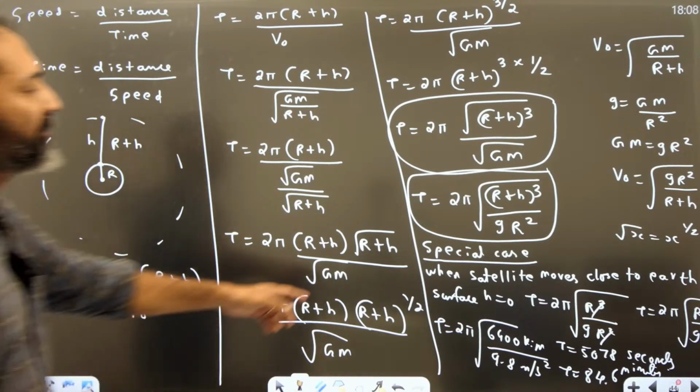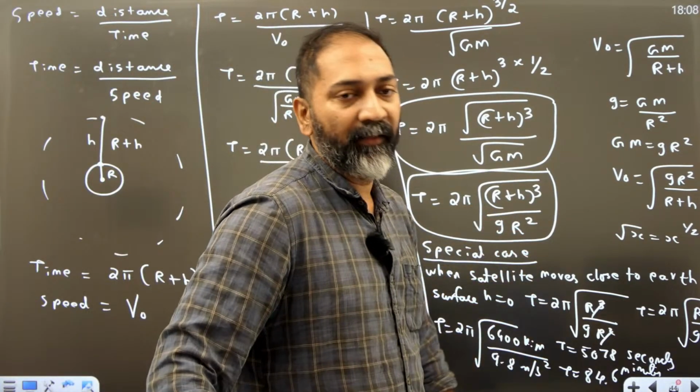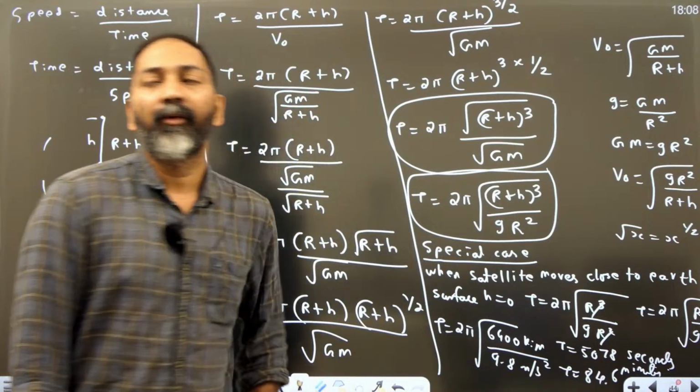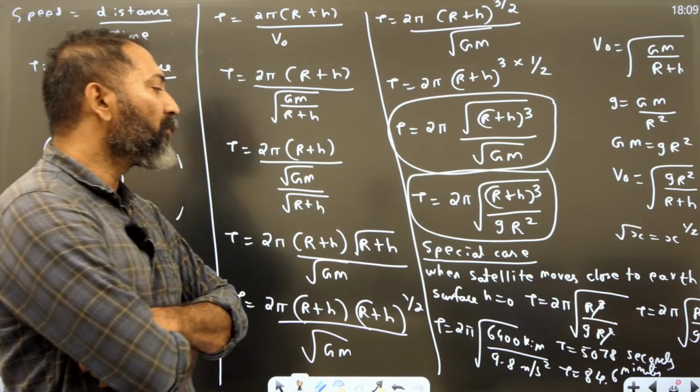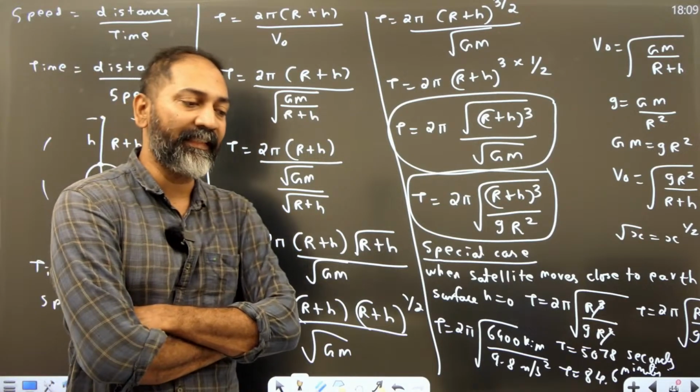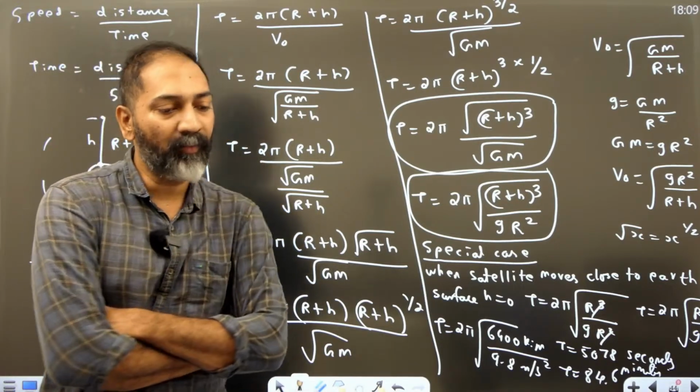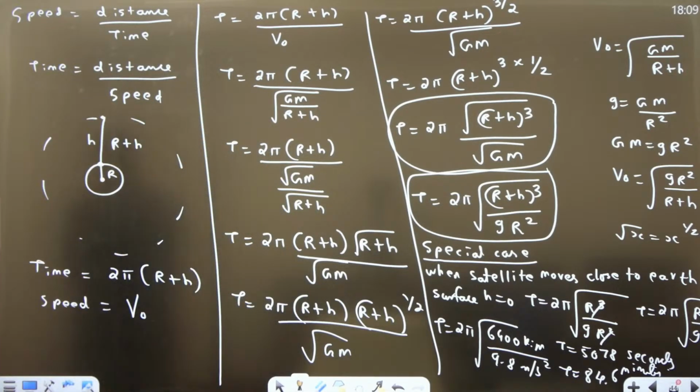So remember, this is the equation for time period of a satellite. What is the standard equation? 2 pi root of (r plus h) whole cube divided by g r square. But when the satellite moves close to Earth's surface, height will be equal to 0. In that case, h equals 0. So what is the time period? 2 pi root r by g. Any doubt?